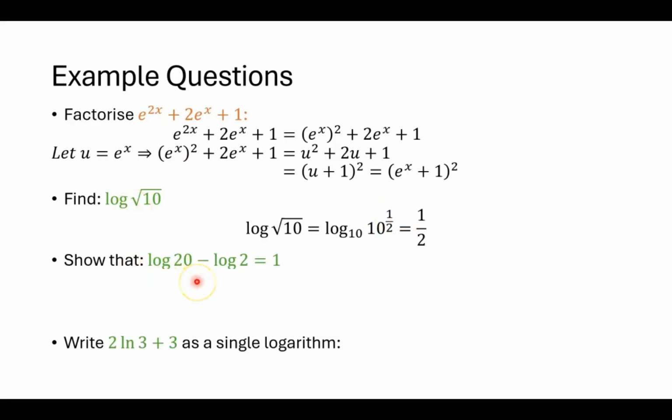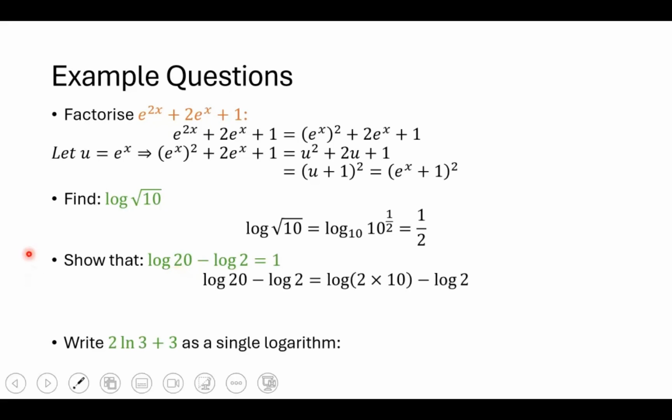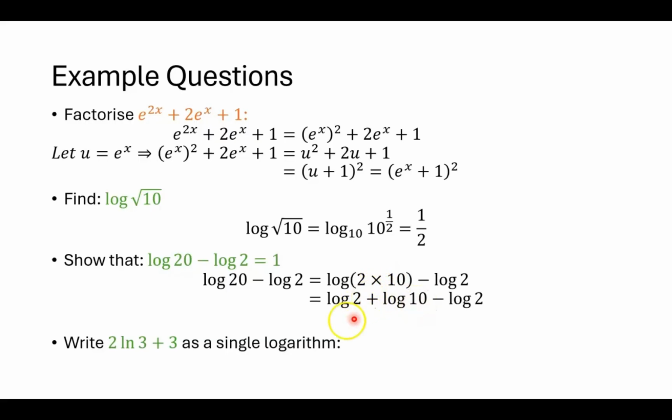Next one is a show that question, so we need a bit more working out. It says show that log of 20 minus log of 2 is 1. Upon first seeing this question, obviously there's not much you can do on the right hand side, but on the left hand side, this 20 and this 2 are different numbers, which doesn't give us much room to work. So the first thing I will do is write log of 20 as log of 2 times 10. Then by the property of the log, whenever you have two numbers multiplied together in a log, you can separate them. It will be equal to the logs of the individual things added together.